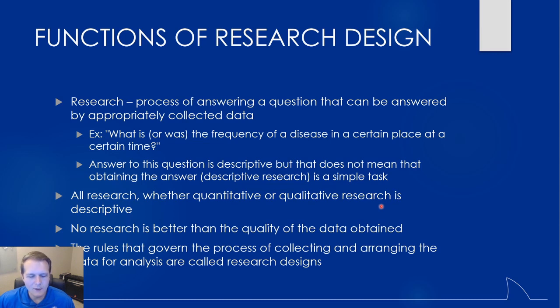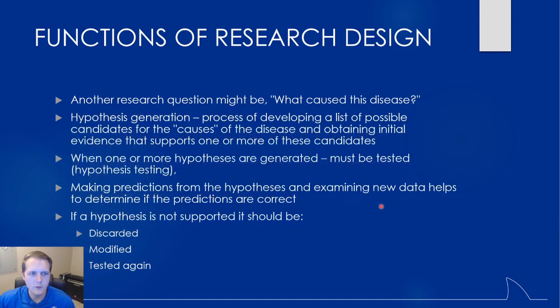Another big thing to point out is no research is better than the quality of data obtained. So you need to make sure that you're getting all of the information that you're looking for, and make sure it's collected the same way every time. All of that is going to help you increase the strength of your data, increase that internal validity, and make it the best data possible. The rules that govern the process of collecting and arranging the data are called our research designs, as we are familiar with.